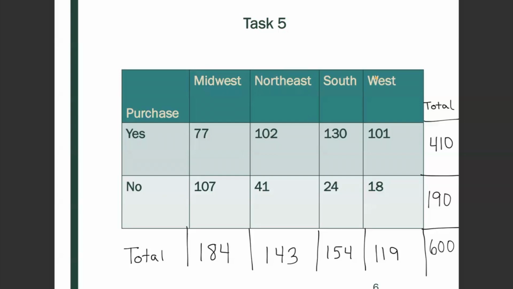So here I was given this table and I added these total columns. On an exam, if you're given this table and you're not given the totals, I would suggest writing out the totals because we'll need that for the work that is about to happen to answer the questions.